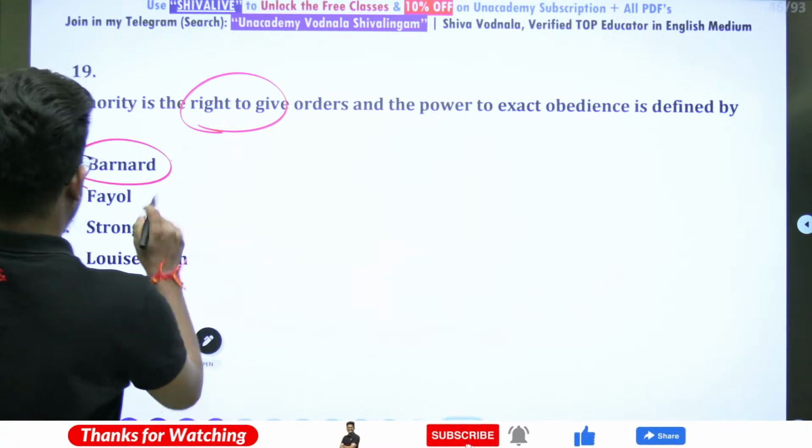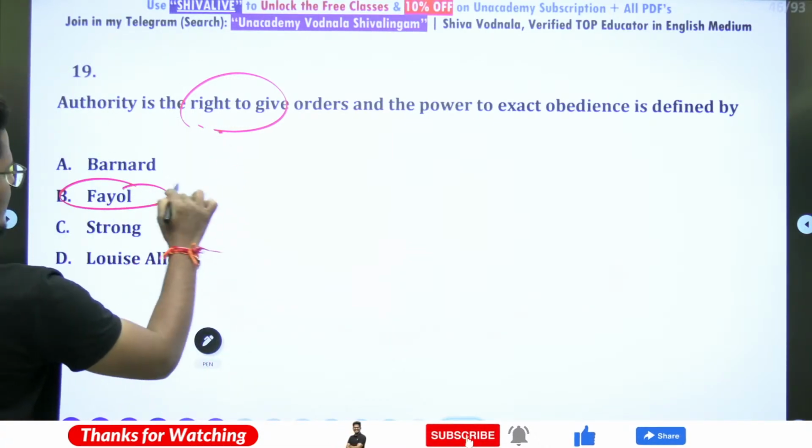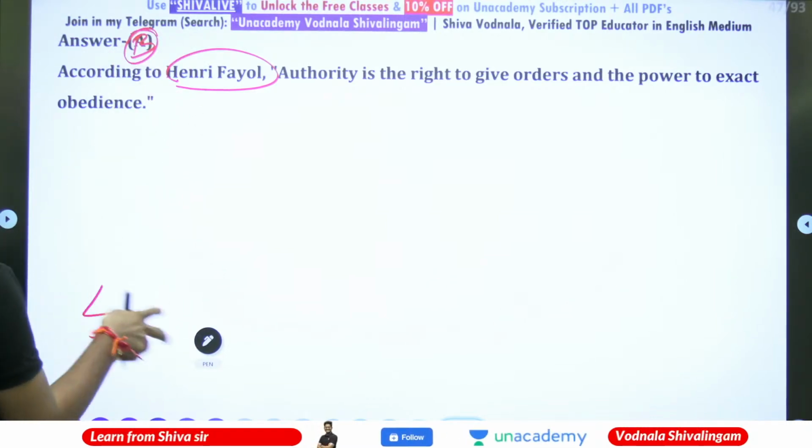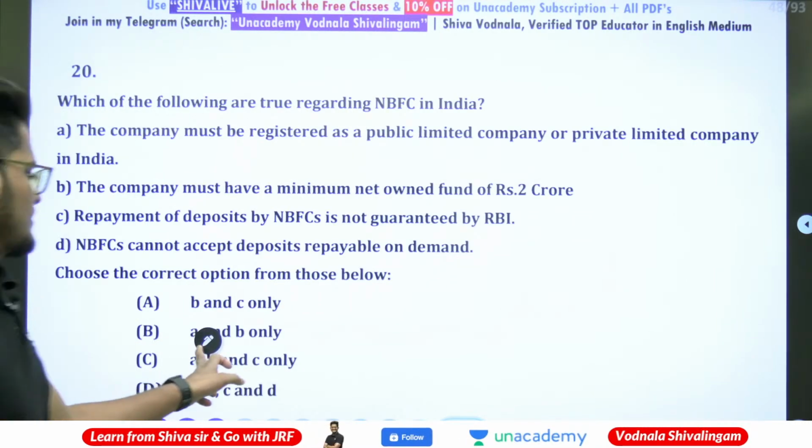Yes, the answer is Fayol only. Fayol is the correct answer. I should change this option to option B. Option B. Okay, Fayol is the correct answer.